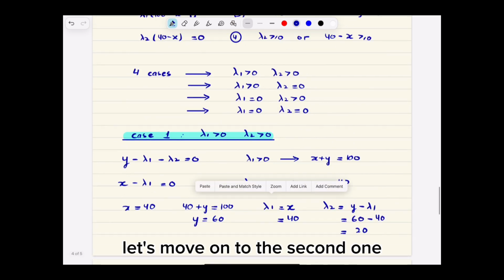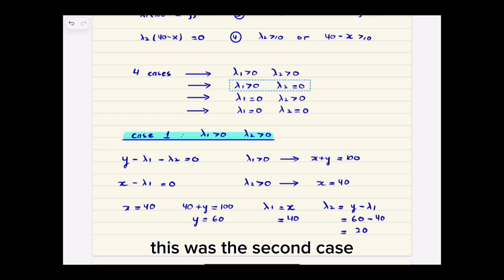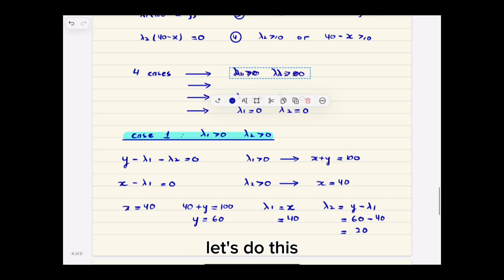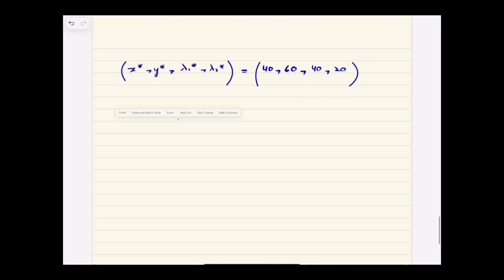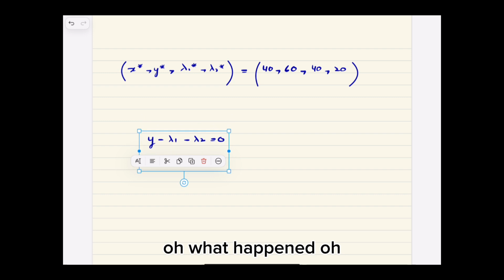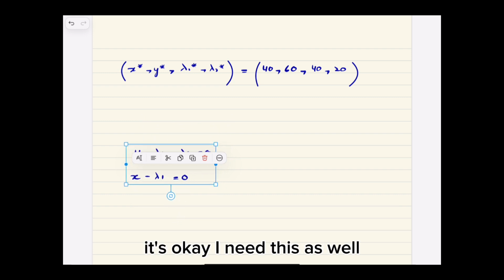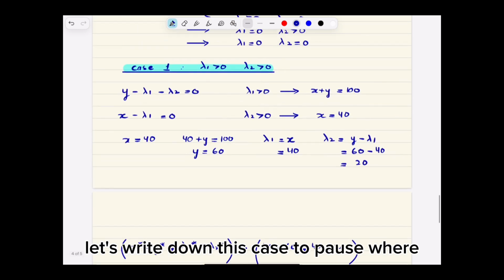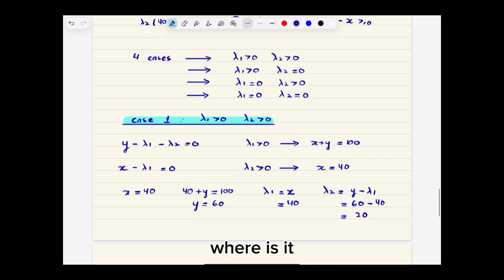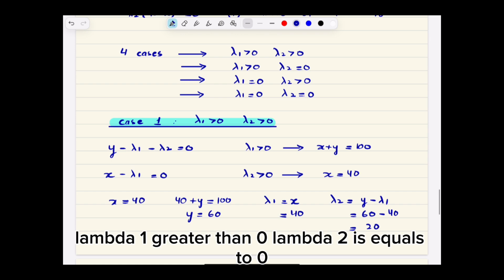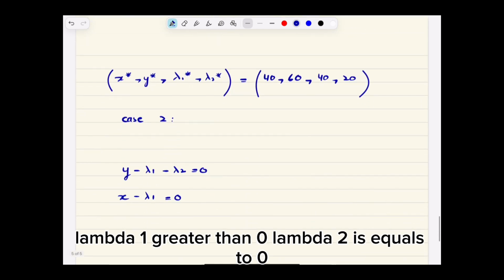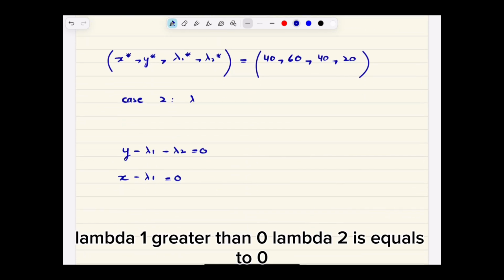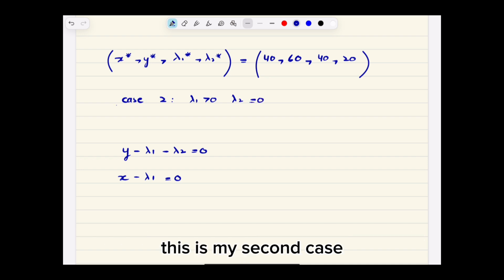Let's move on to the second one. This was the second case. Let's do this. Oh, what happened? Oh, it's okay, I'll need this as well. Let's write down this. Case 2 was where lambda 1 is greater than 0, lambda 2 is equal to 0. This is my second case.